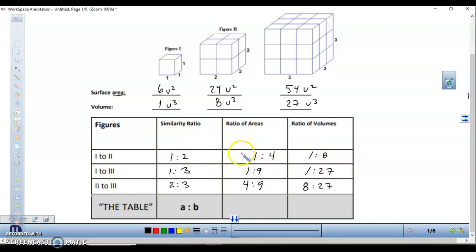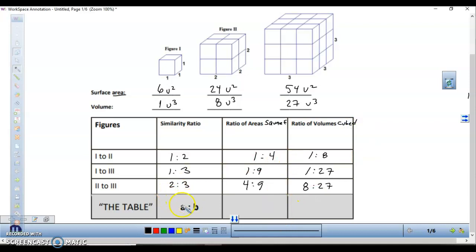What you should notice is that if you take each of these similarity ratios and you square them, you get the ratio of areas. So if this is a 2 to 3 similarity ratio, 2 squared is 4, 3 squared is 9. And what you'll also notice is if you take each one of these similarity ratios and you cube those numbers, because now we're dealing with cubic units with volume, you get the ratio of volume.